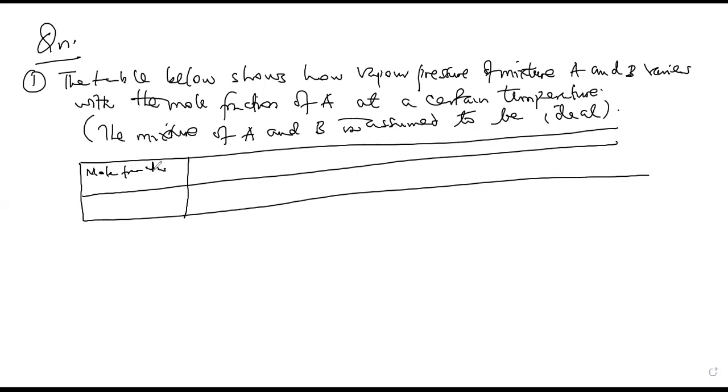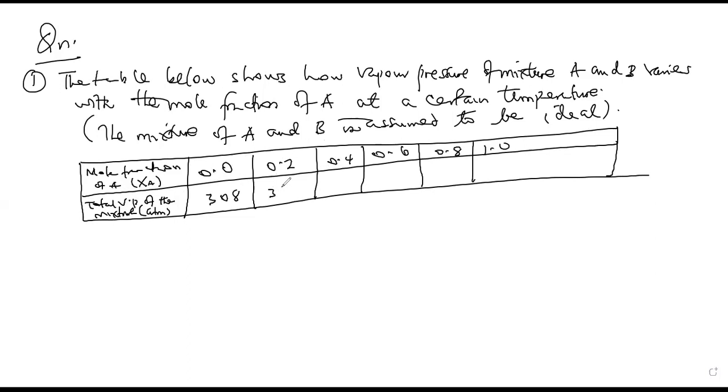Mole fraction of A, XA, then total vapor pressure of the mixture in atmospheres: 0.0308, 0.2, 0.4, 0.6, 0.8, 1.0. Then the temperatures: 308, 318, 328, 338, 348, 358.